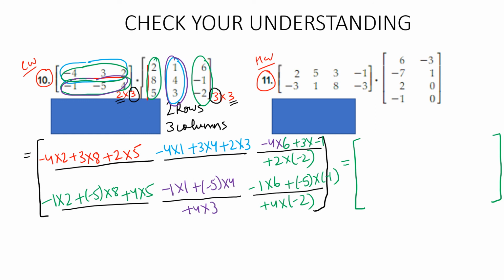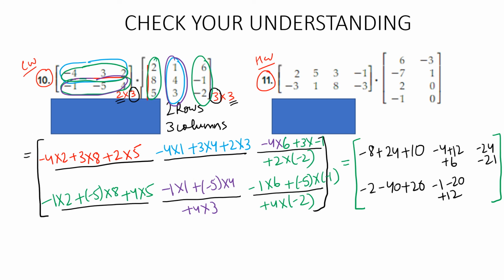the calculations. This is negative 8 plus 24 plus 10, negative 2, negative 40 plus 20, negative 4 plus 12 plus 6, negative 1 minus 20 plus 12, negative 24, negative 21, negative 4, finally negative 6 plus 5 minus 8. Now I'm doing it without a calculator, so it's taking me a little more steps. You can just plug in everything in your calculator and get your answer straightforward.